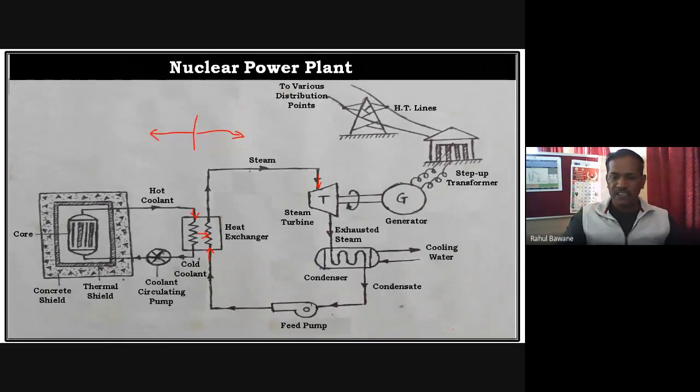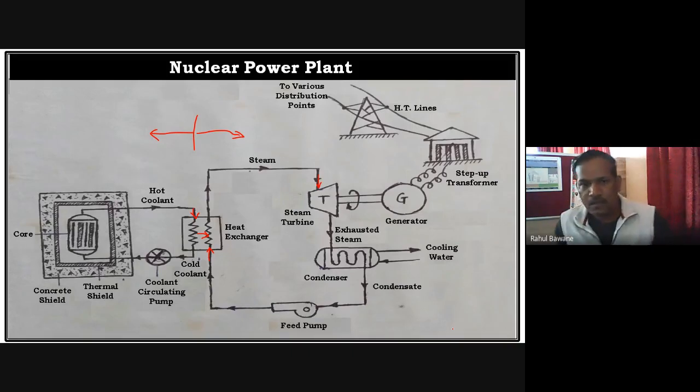Now the second part is: what are the advantages? In our advantages, if I am choosing the nuclear power plant, nuclear fuel will be there, and nuclear fuel is a high density energy source. High density energy source, why am I saying this?